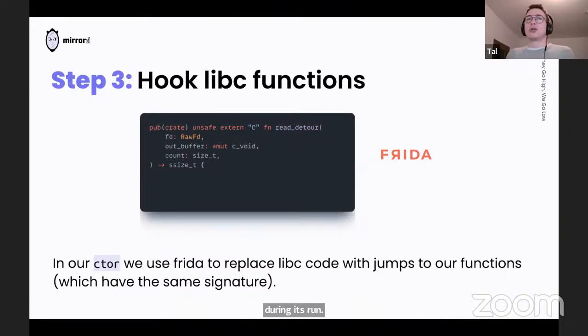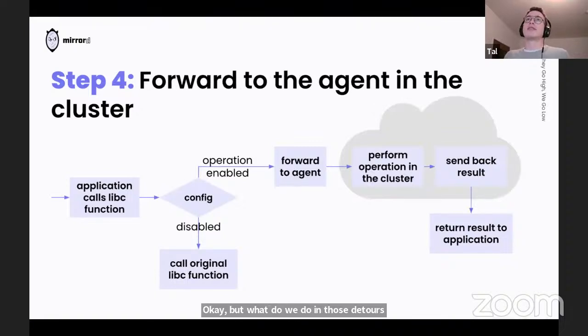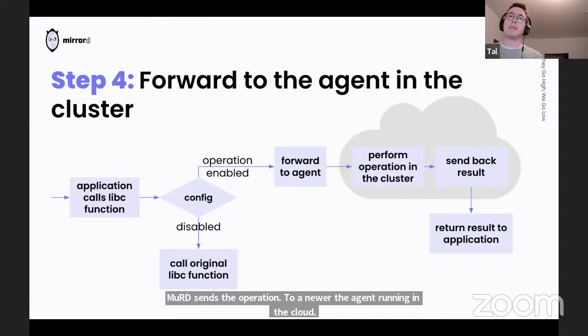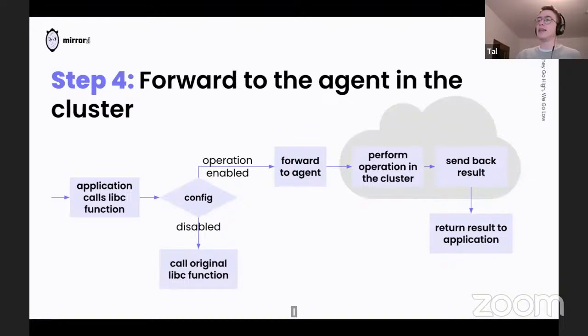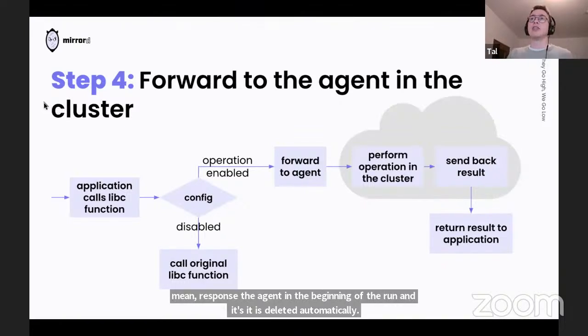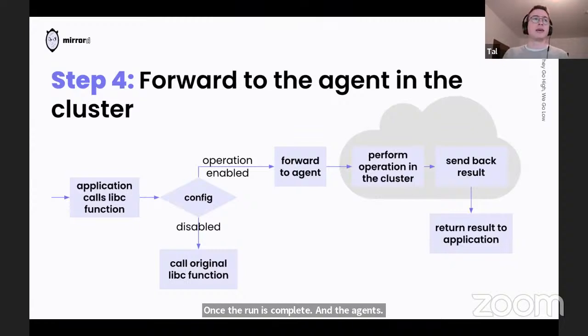Okay, but what do we do in those detours? Inside the detour, we first check a configuration or flags the user passed MirrorD and decide if this specific operation should be carried out in the cloud or locally. Everything can be fine-tuned. Users can choose to read some files locally and some in the cloud, or read in the cloud but write locally, etc. So if the operation should be carried out in the cloud, MirrorD sends the operation to a MirrorD agent running in the cloud. MirrorD spawns the agent in the beginning of the run, and it is deleted automatically once the run is complete. And the agent carries out the operation, like, for example, reading a file or connecting to a socket in the cloud.